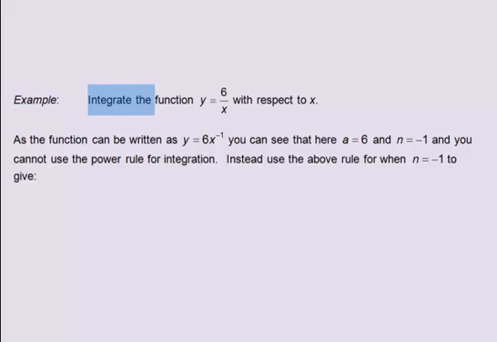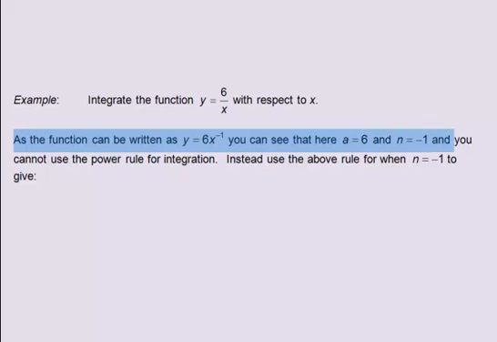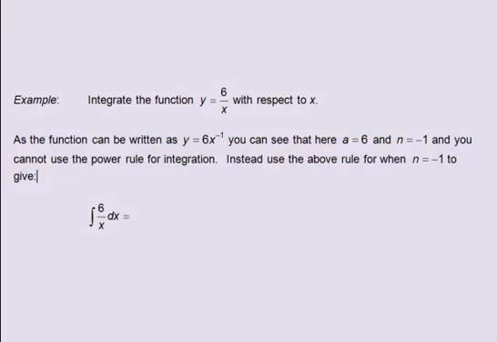Example: integrate the function y equals 6 divided by x with respect to x. As the function can be written y equals 6 multiplied by x to the minus 1, you can see here that a equals 6 and n equals minus 1, and you cannot use the power rule for integration. Instead, use the above rule for when n equals minus 1 to give the integral of 6 divided by x dx equals the integral of 6 multiplied by x to the minus 1 dx, which equals 6 multiplied by the natural logarithm of x plus c.